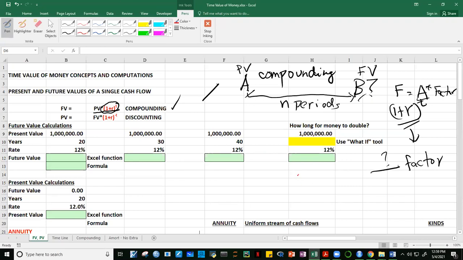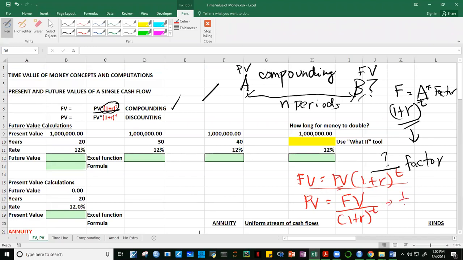Okay, so we have the future value is equal to the present value times your compound factor. So we can solve for the present value. If we know this relationship, then we know that PV is equal to FV divided by 1 plus r raised to the t. So much so that this 1 over 1 plus r raised to the t is called your discount factor.